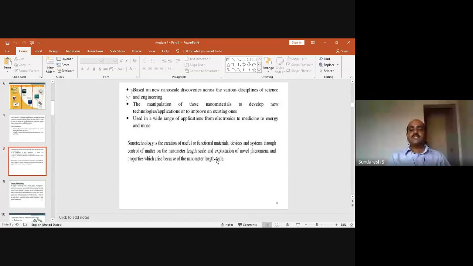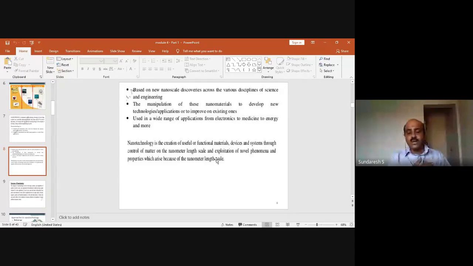The manipulation of these nanomaterials to develop new technologies and applications, or to improve on existing ones. This nanotechnology is based on new nanoscales, so the scales are different for this. And across various disciplines of science and engineering, whether it is physics or chemistry or engineering, whether mechanical or electrical or civil, whatever it might be, the technology is based on the new scale discovery.